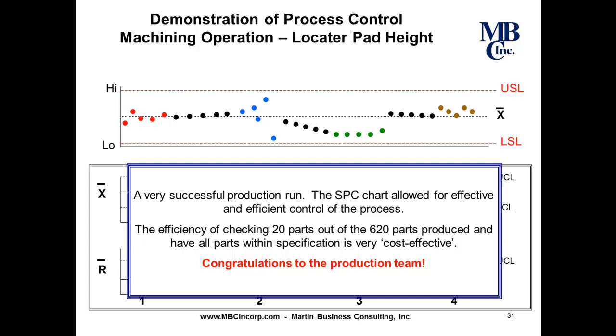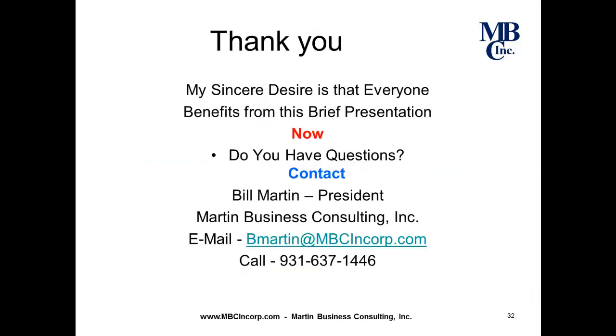The SPC chart allowed for effective and efficient control of the process. The efficiency of checking 20 parts out of the 620 parts produced and having all parts within specification has turned out to be a very cost-effective approach to process control. Congratulations to this production team.